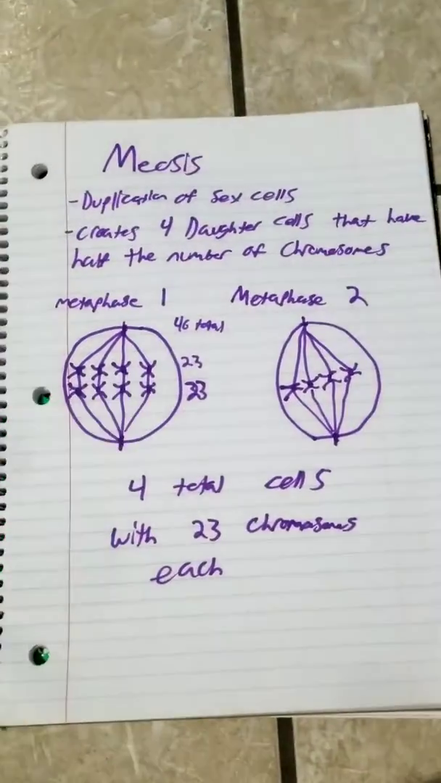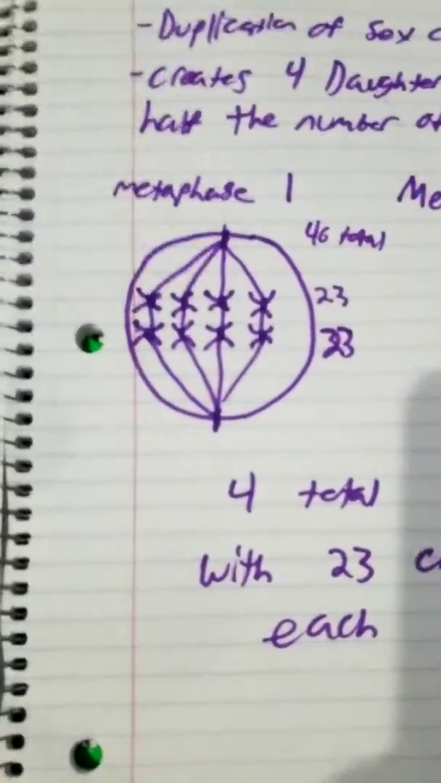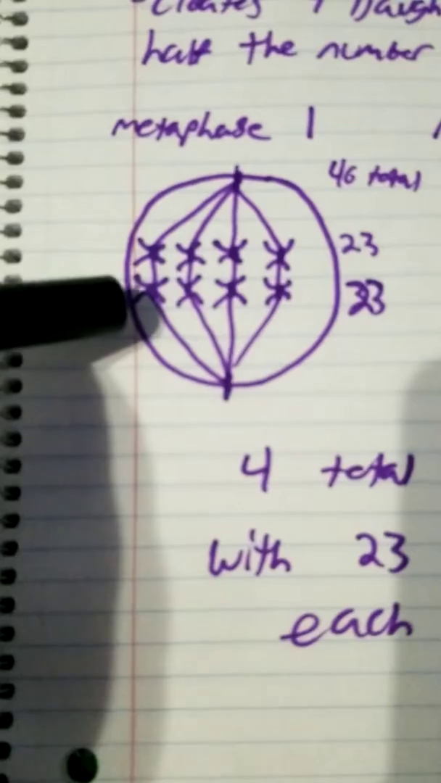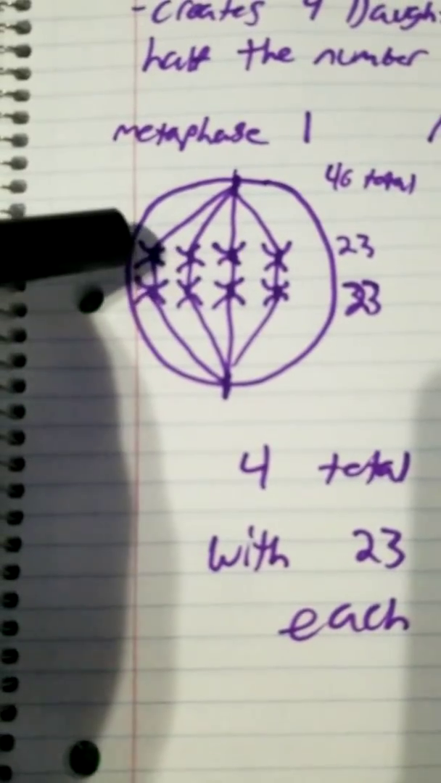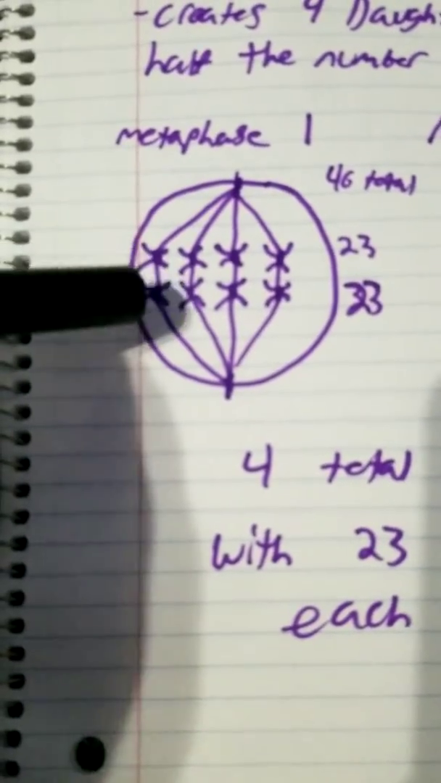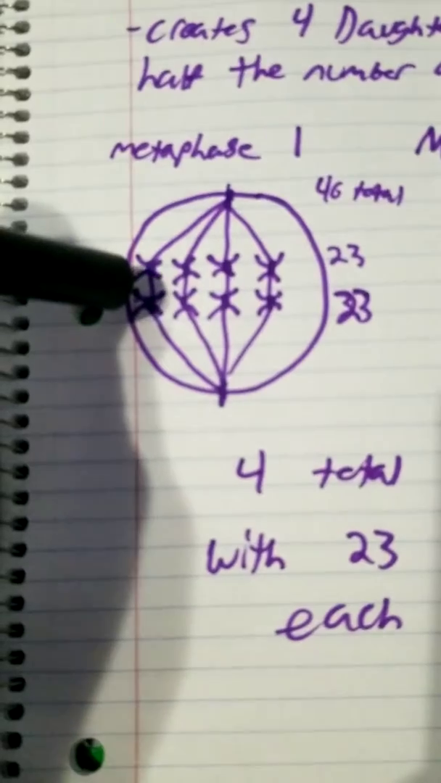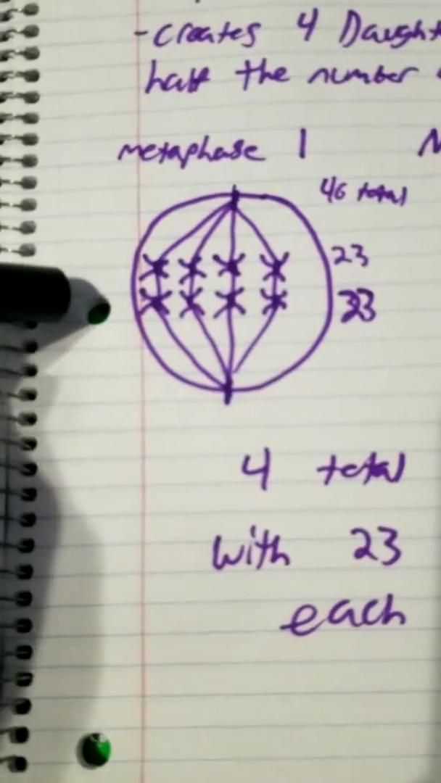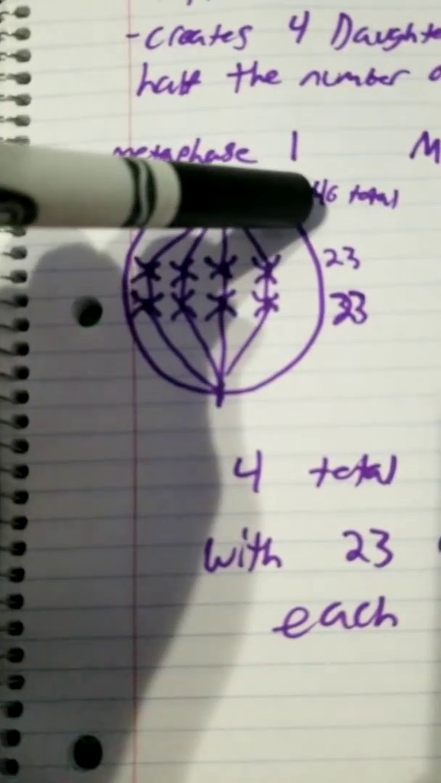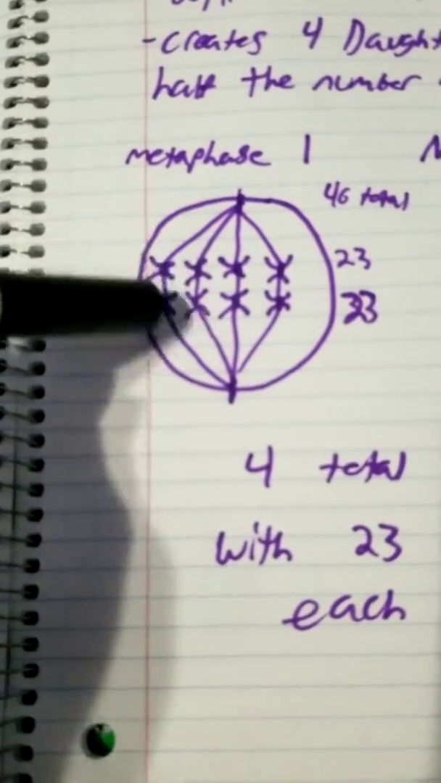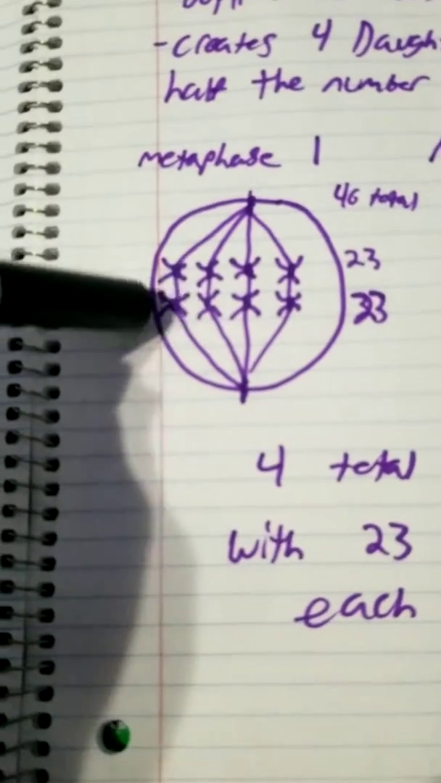The difference in meiosis during metaphase 1, the first metaphase, is that the chromosomes are actually going to look like this. We're going to get one chromosome on top of another chromosome. And this is where crossover can occur. It can actually cross genetic material. So once this splits, we're going to split right in half. And so this is where we're going to go from 46 total chromosomes to 23 and 23. 23 and 23 diploid chromosomes.